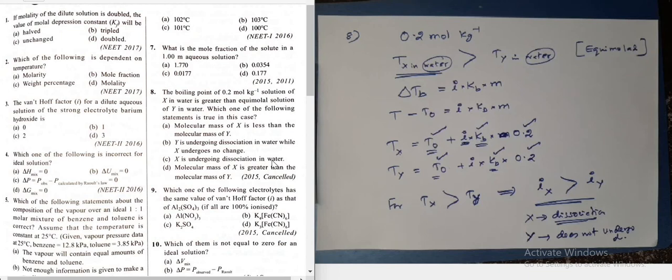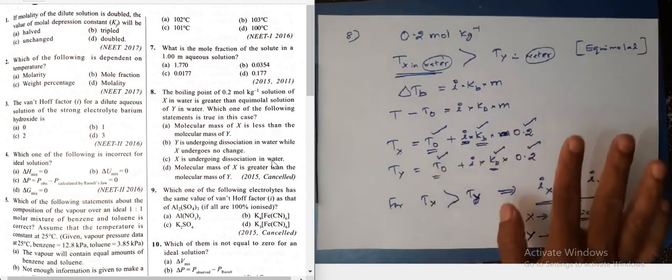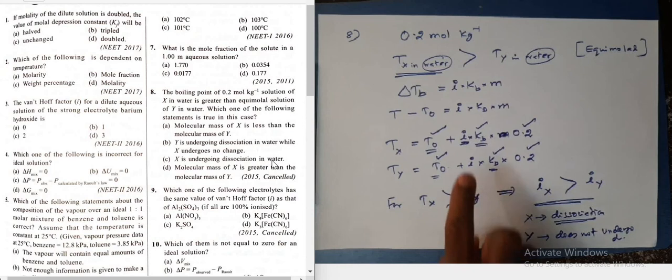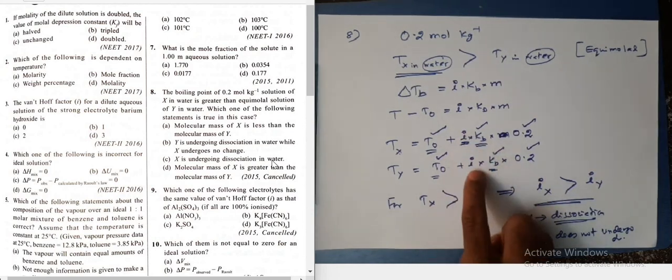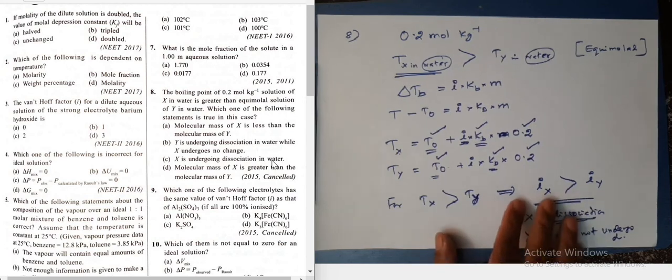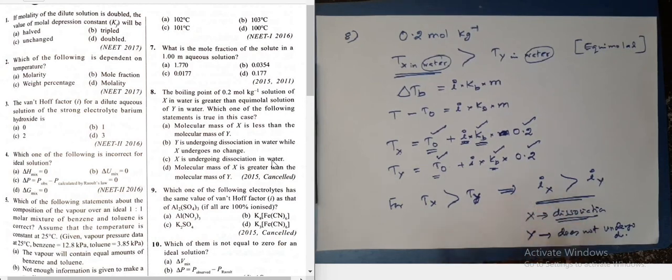Is this clear, students? For Tx to be greater than Ty, because our T naught and everything else are equal, i for X should be greater than i for Y. i is nothing but the van't Hoff factor. i greater means that component should undergo more dissociation, or it should undergo dissociation. Okay, students, is this clear? Any doubt? Yes, sir. Okay, right. I stop here. We'll continue the remaining questions in the next class.